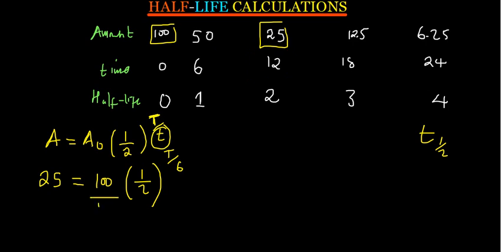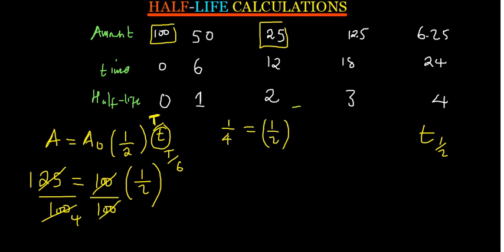So I'll divide both sides by 100, like that. 25 into 25 is 1. 25 into 100 is 4. So this will also cancel. So this is going to give us 1 over 4, and that is going to be equal to 1 over 2 to the power t over 6. So here you don't multiply this 100 with what is inside, because what is inside has got a power.